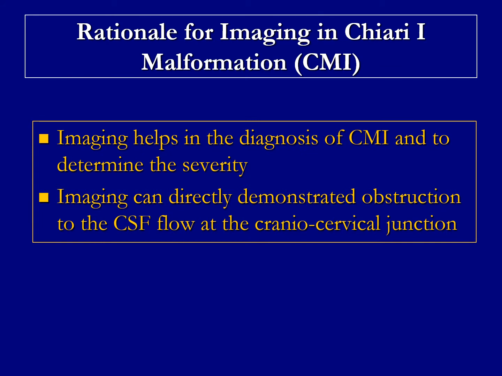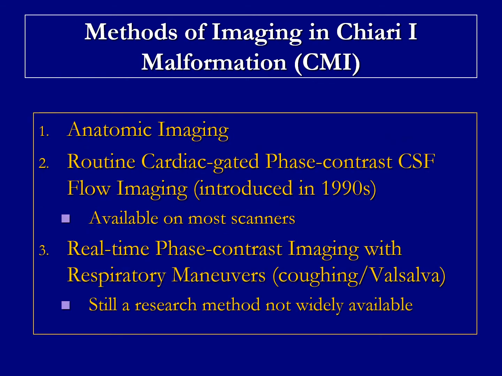What is the rationale for imaging in Chiari malformation? Imaging helps in the diagnosis of Chiari and in determining the severity. Imaging can directly demonstrate obstruction to the CSF flow at the craniocervical junction, or between the head and the spine. Different methods of imaging can be employed in Chiari. One is called anatomic imaging, like a routine MRI, which just shows the images of the brain and the spine. The other methods are physiologic methods, which show the CSF flow itself.